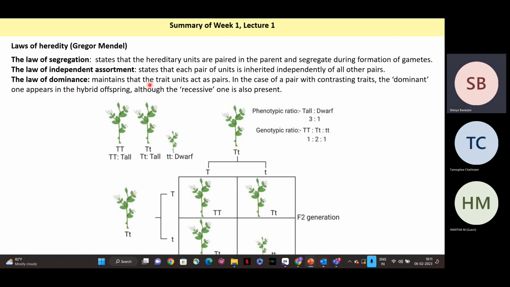So the law of dominance maintains that the trait units act as pairs. In a pair with contrasting traits, the dominant one appears in the hybrid offspring, although the recessive one is also present. So basically, if you have 1 capital T and 1 small t, the capital T here is dominant, and so the plant will be tall. So this is what is meant by the law of dominance: if you have 2 different characteristics, then the dominant characteristic will predominate. So only if you have 2 small t, you can get a short plant.